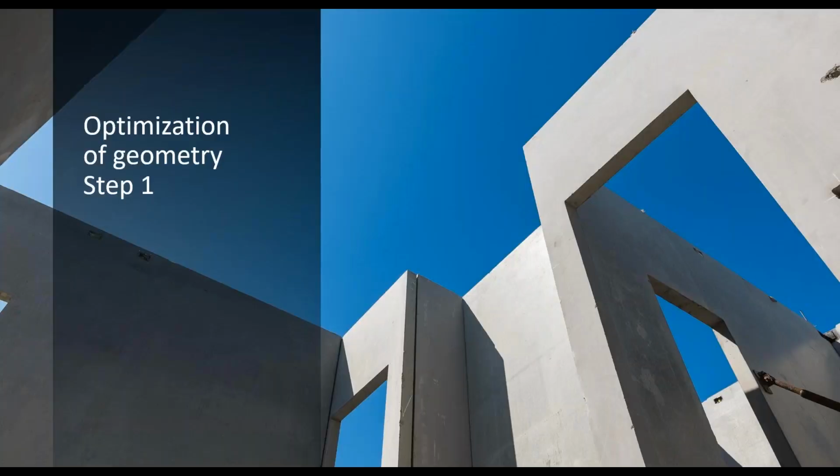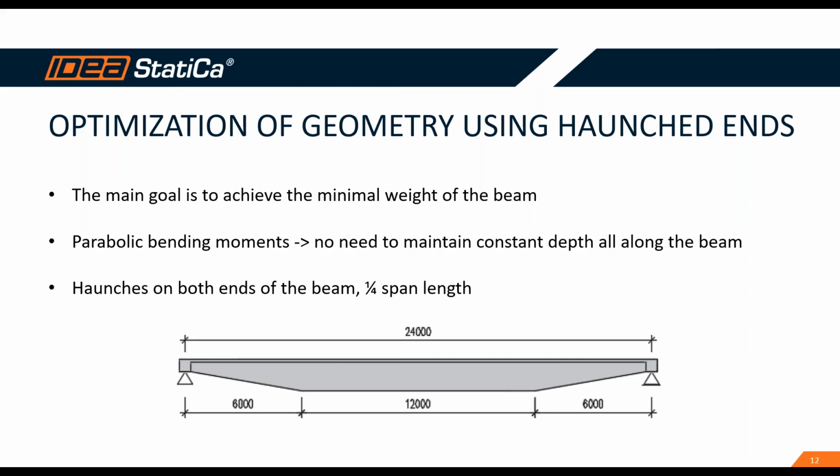Then he decided to optimize the geometry, and for this optimization he used hinged ends of the beams. Because the main goal is to achieve a minimal weight of the beam, the hinges were chosen, and also because the diagrams of bending moments are parabolic, we do not need to maintain a constant depth of cross-section all along the beam. We can make use of hinges if we want to minimize the weight. The length of the hinge will be 1/4 of the span length. It is 6 meters, and it was chosen using an iterative method for this shape.